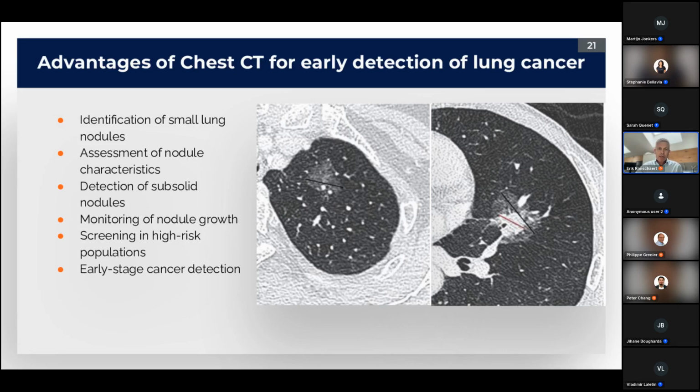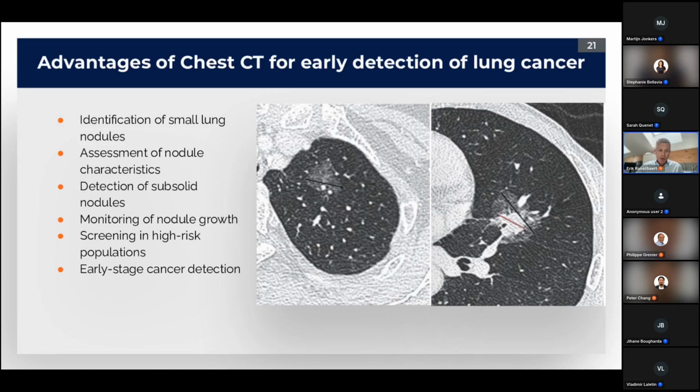We can also recognize subsolid nodules. This is quite important for identifying adenocarcinoma in the earliest phase, but there are still challenges in accurately risk stratifying these nodules, and research is still ongoing, also with AI applications, but they hold promise for enhancing the detection and management of these subsolid nodules.